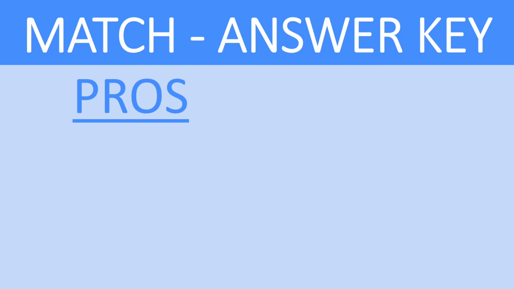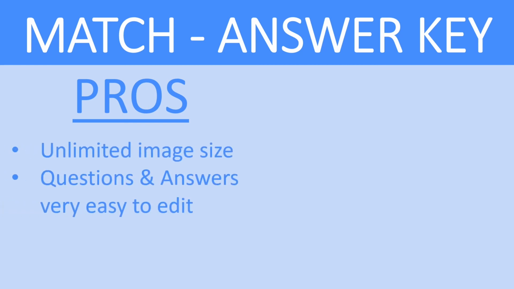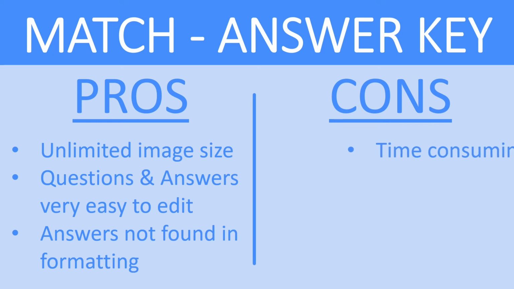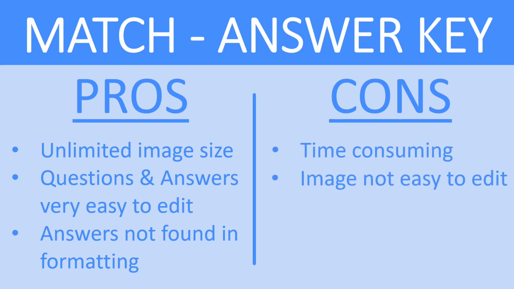I love setting up my answers to an answer key because it gives us an unlimited image size. The questions and answers are super easy to edit because all we have to do is type them into the cells. We don't have to go into the conditional formatting. And I like that students can't see the answer just by clicking on the conditional formatting. As for cons, it takes a lot of time, very similar to your basic formatting, and it's not easy to edit the image in case you made a mistake or you want something to be slightly different than it was.